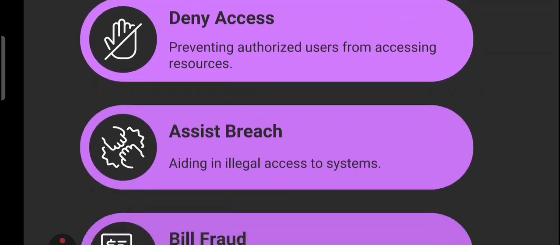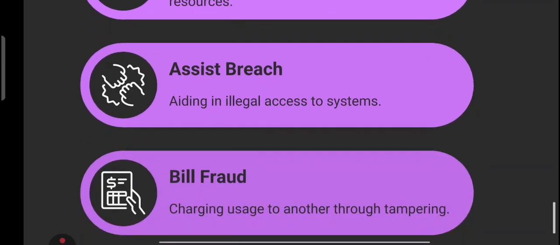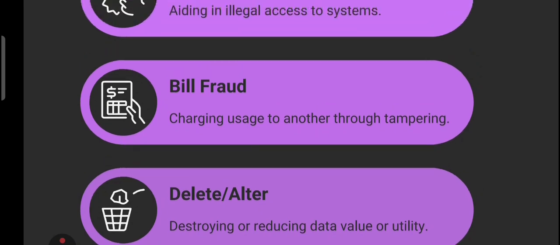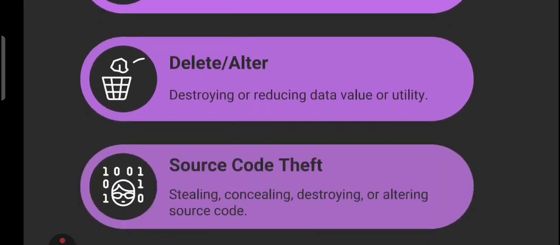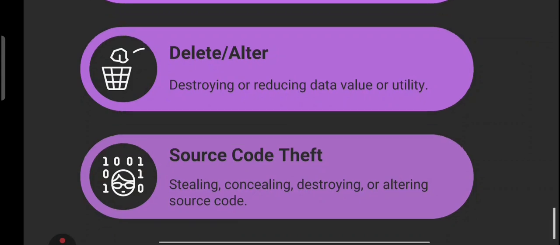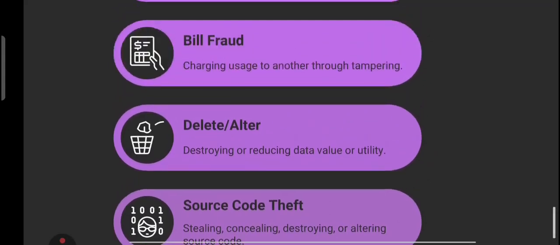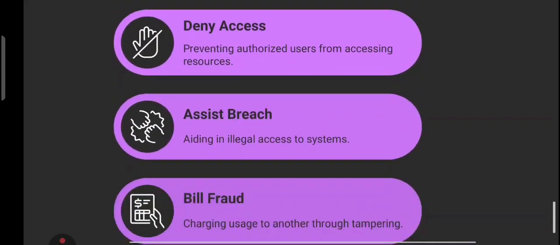Assist breach: helping someone hack or access a system illegally is also a kind of unauthorized act. And then we have delete data. Delete or alter means destroying or changing data without permission, and that is a big no. Bill fraud: if someone tampers with data to cheat or reduce the bill, that is fraud. And then we have source code theft: stealing or modifying the source code of software in the digital world is also theft. So remember, cyberspace may be virtual, but the consequences of breaking the law are very real, and that is all we need to know from these two units, right?